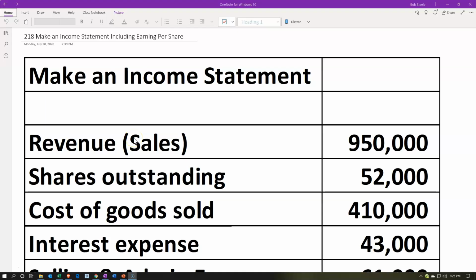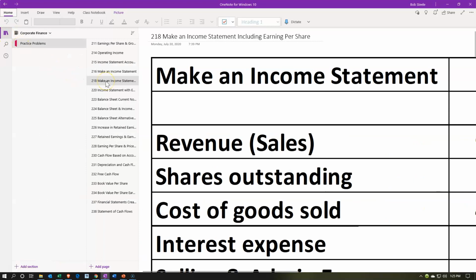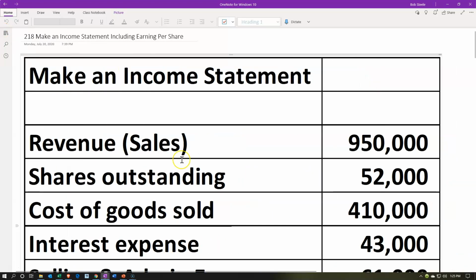Here we are in OneNote. If you would like to follow along in OneNote, and you're not required to do so, but if you have access and would like to, we're in the 218 Make an Income Statement Including Earnings Per Share section under the Practice Problems tab. Closing this back up, we will be constructing another income statement, but now tacking on that added feature, which is going to be the calculation of the earnings per share.